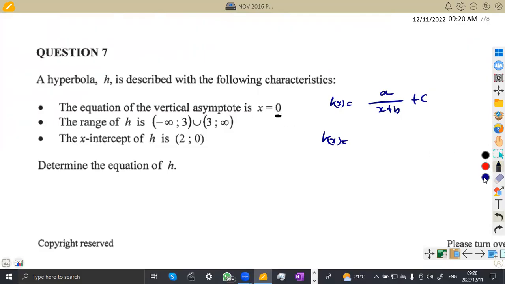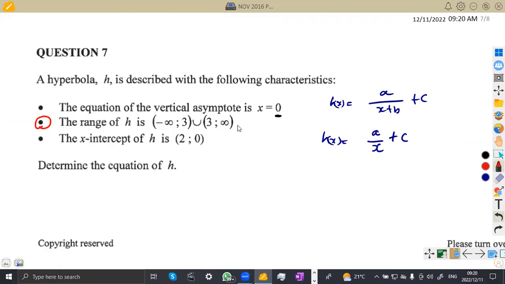So that means the value of b is actually 0, because it was supposed to be another value, but it's 0, which means there is nothing here. So it is going to be a over x, all right, then plus c.